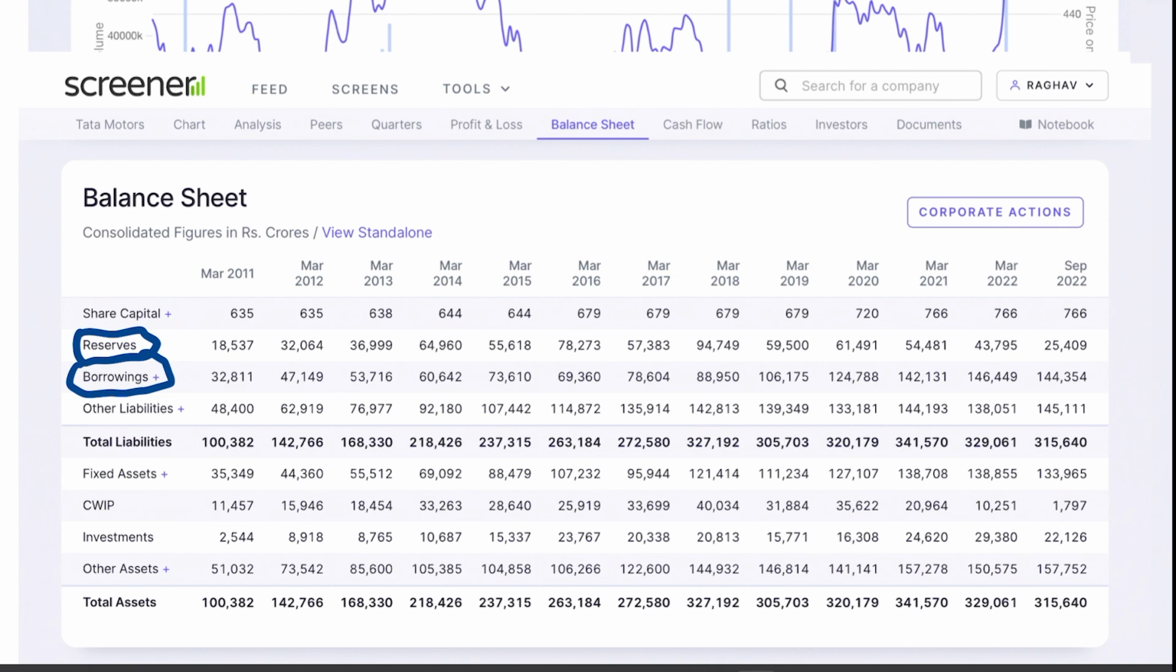If you see, the company had reserves of 43,000 in March 2022. If you see, the same company has 25,000 of reserves. This particular figure is in crores. So we will have to see the borrowings now. This particular figure of borrowings becomes very, very important again. So huge borrowings is always a big no for investing in the company.